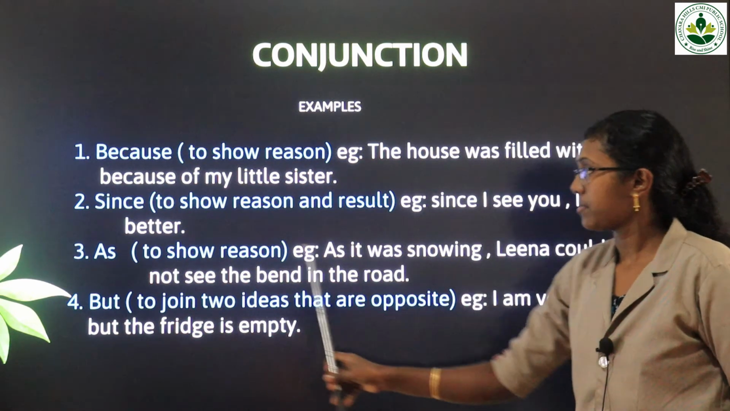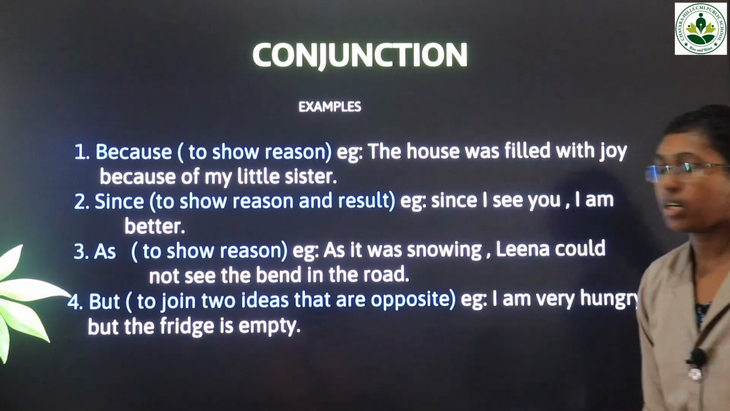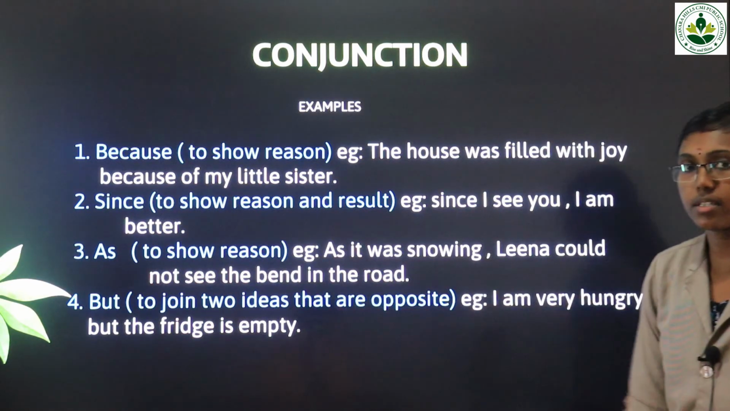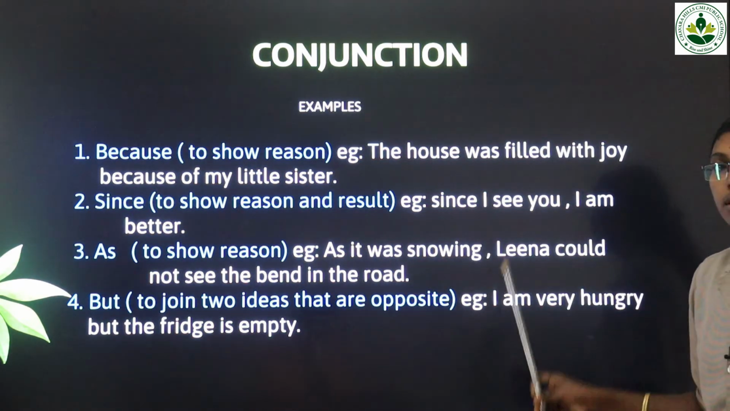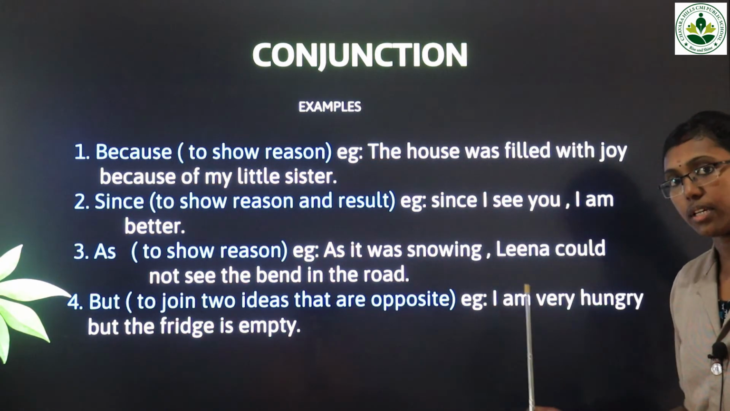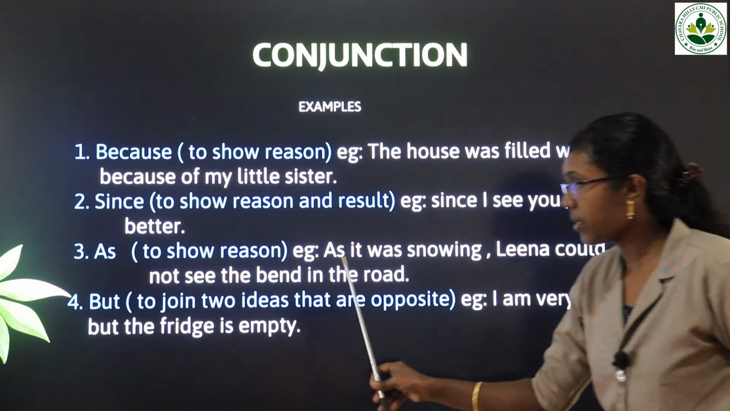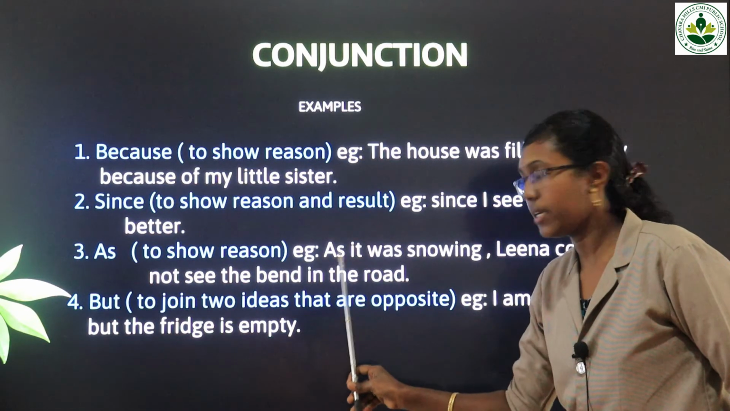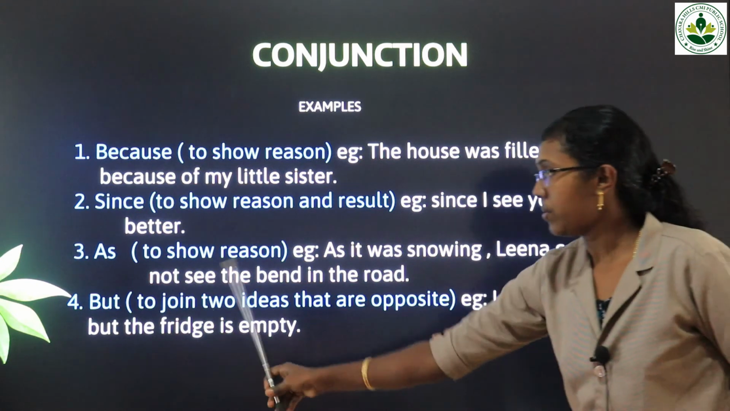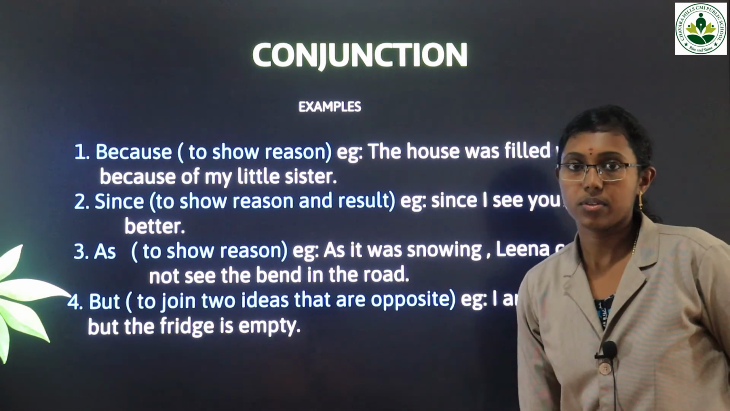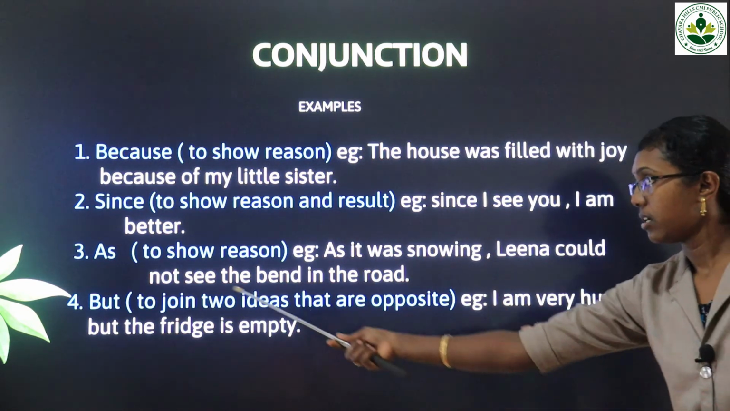Then, as it was snowing, Alina could not see the bend in the road. Okay, it is also showing the reason why she didn't see that. As it was snowing, the reason is that it was snowing. A comma is used because the sentence begins with as. As it was snowing, Lena could not see the bend in the road. That is also showing the reason why she couldn't see the road, because of the bend.